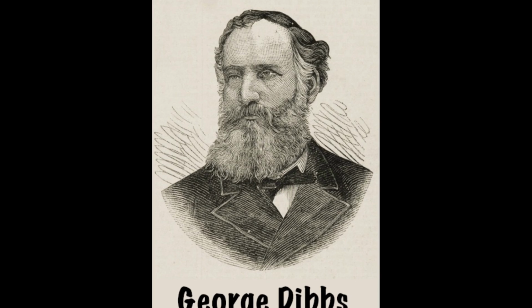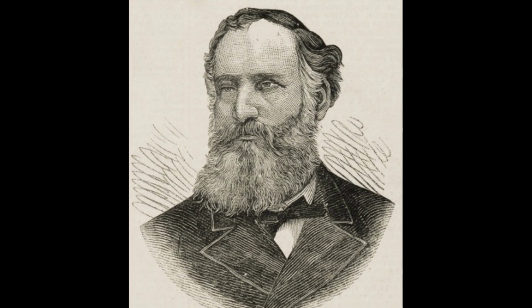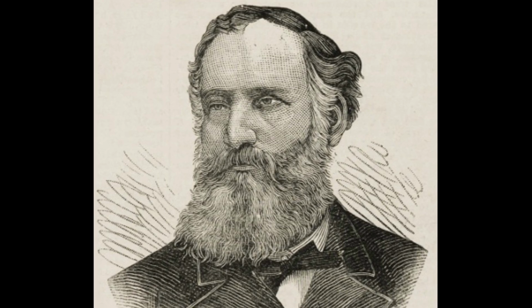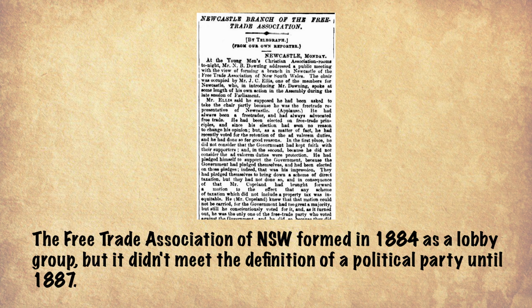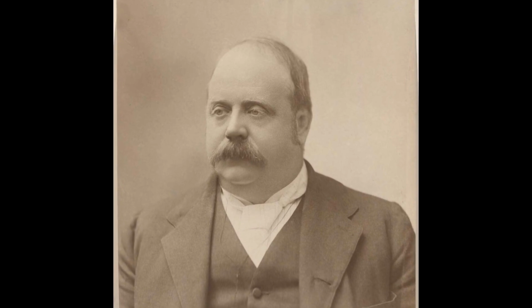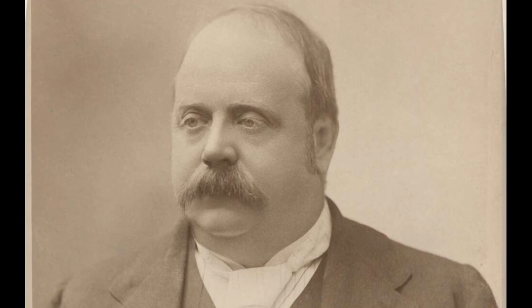The party would assist protectionist candidates for Parliament, distribute campaign material, collect funds, and establish local branches. The following year, in 1887, the Free Traders created Australia's second ever political party, called the Free Trade Association of New South Wales. The party's leaders were George Reid and William Macmillan. Reid was New South Wales Premier from 1894 to 1899, and also became the 4th Prime Minister of Australia in 1904.